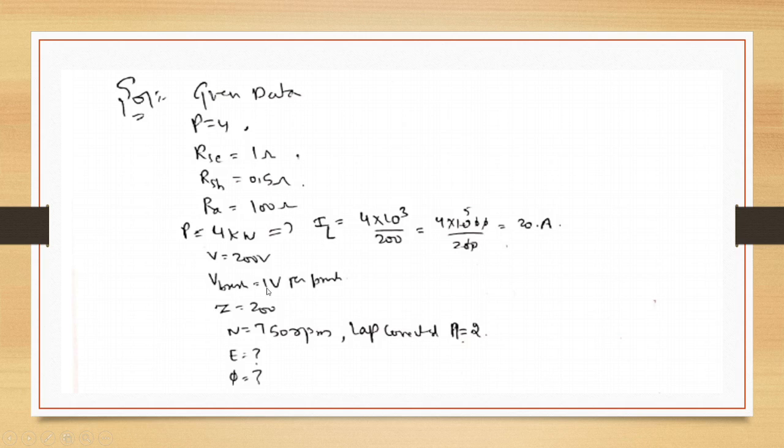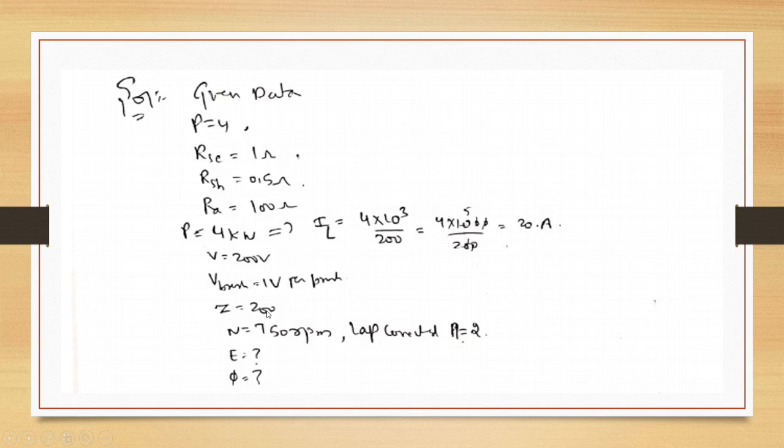Now V brush is 1 volt per brush. It is given in the question. So what I said, if the value of V brush is given in the question, then take it. If it is not mentioned, then neglect it. As they have mentioned 1 volt per brush, we will consider it. Two brushes are there, no? So 1 volt into 2, that is 2 volts. 2 volts will be the V brush.